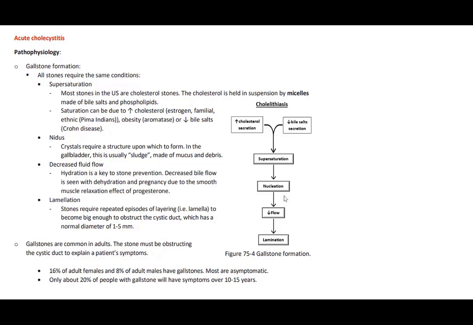And finally, with lamellation, stones require repeated episodes of layering, i.e. forming a lamella, in order to become big enough to obstruct the cystic duct, which has a normal diameter of about 1 to 5 millimeters.